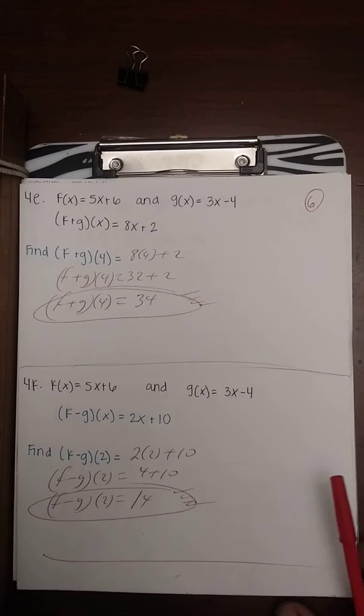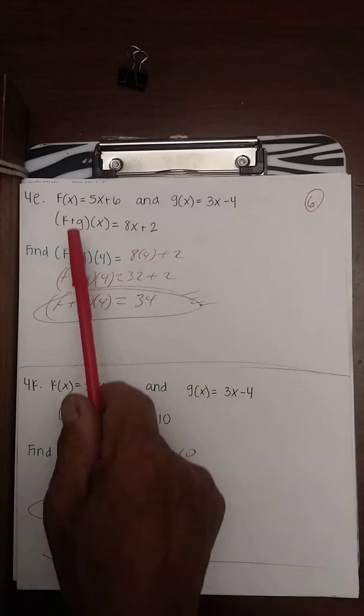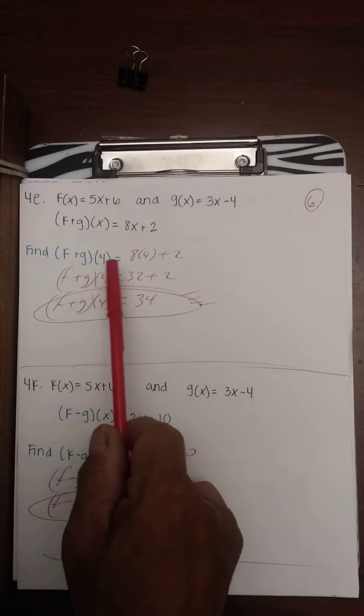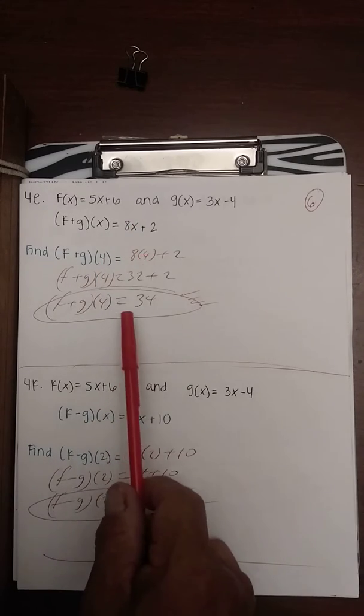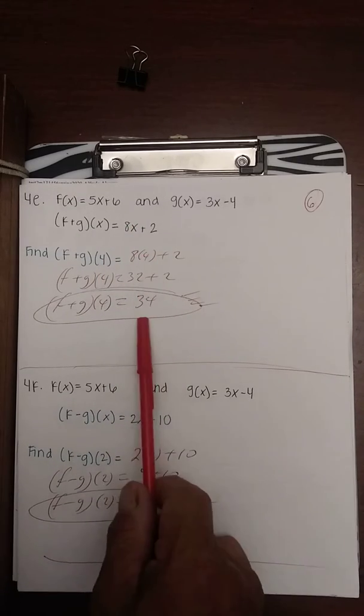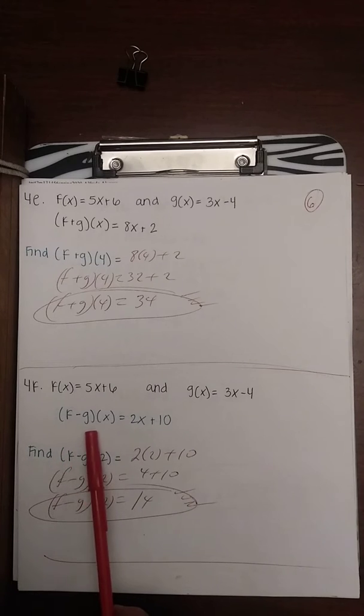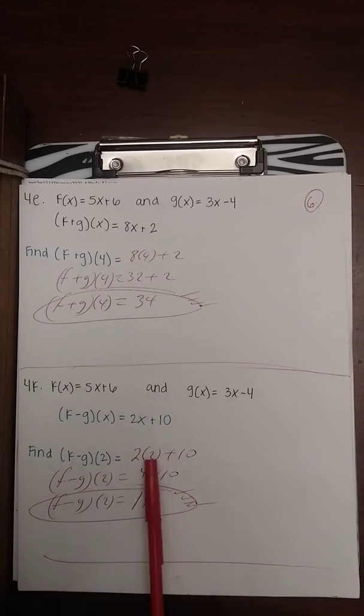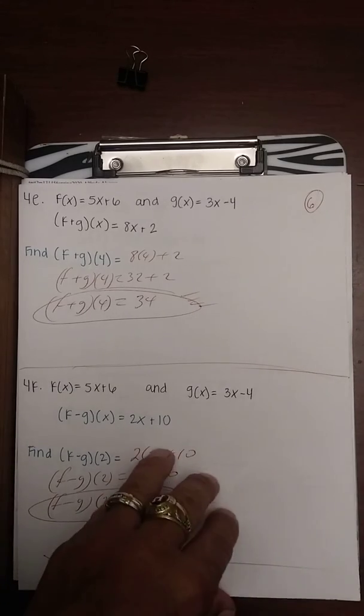Alright, so now f plus g of x is this, but they want to find f plus g of 4. So just put a 4 in there. That's all you got. Simply put it in there. 8 times 4 is 32, and 2, 34. f minus g of x is this, 2x plus 10. f minus g of 2 is 2 times 2 plus 10. 4 plus 10 is 14.